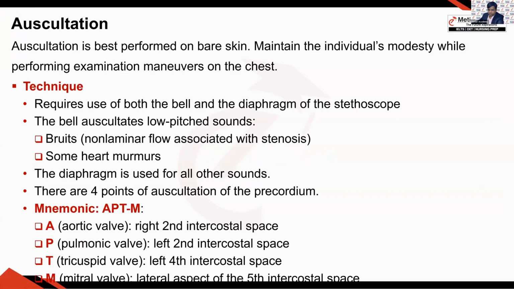Auscultation, once again important: auscultation of bruit is also best performed on bare skin. What is bare skin? Well open, yes, good, without hair and without clothes, maintaining the individual's privacy while performing maneuvers on the chest. Now I want to give 2 MCQs which you will get in your exam.